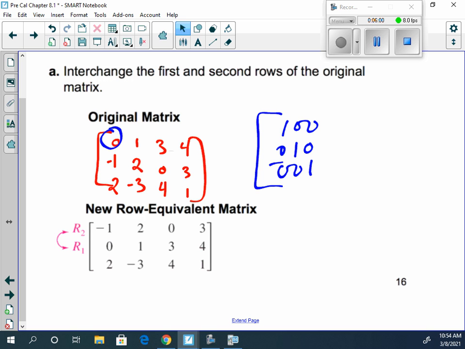And then it would be working with, okay, what can I do to eliminate the first one? Well, I can do 2 times row 1 added to row 3, because negative 1 times 2 is negative 2, plus 2 gives me 0. So it's a little bit closer to getting there. And it's manipulating these equations in this fashion to try to get there.